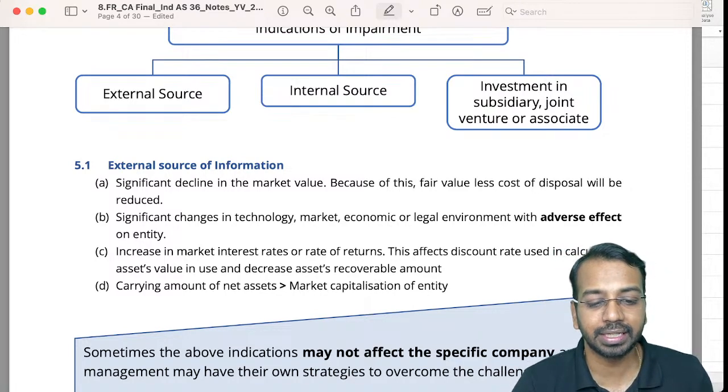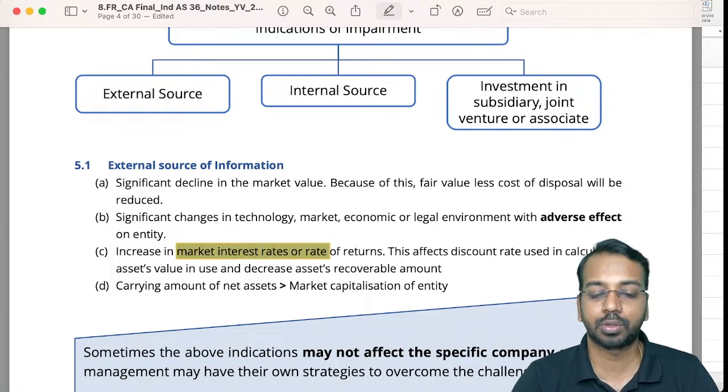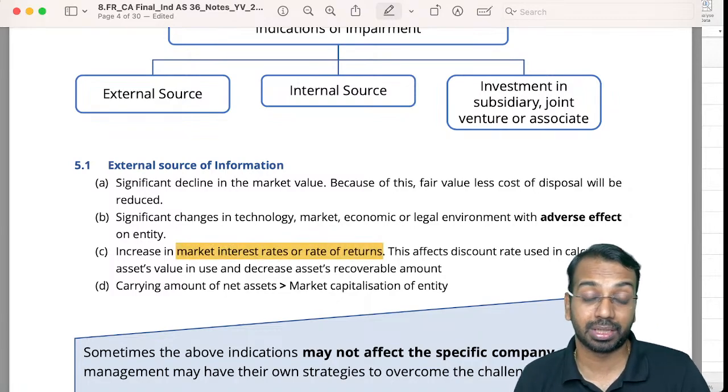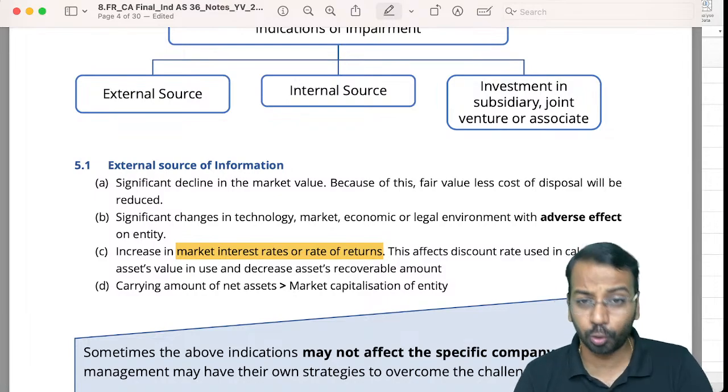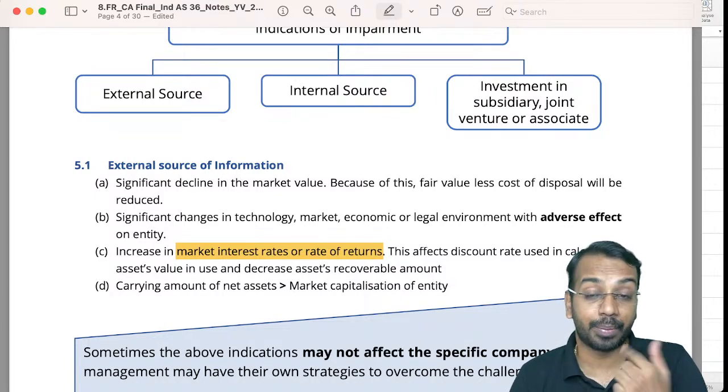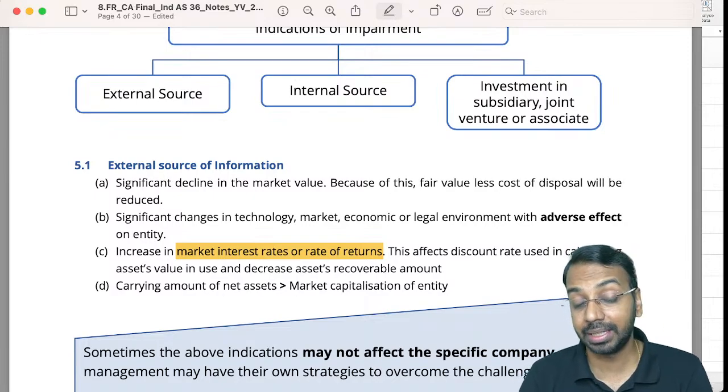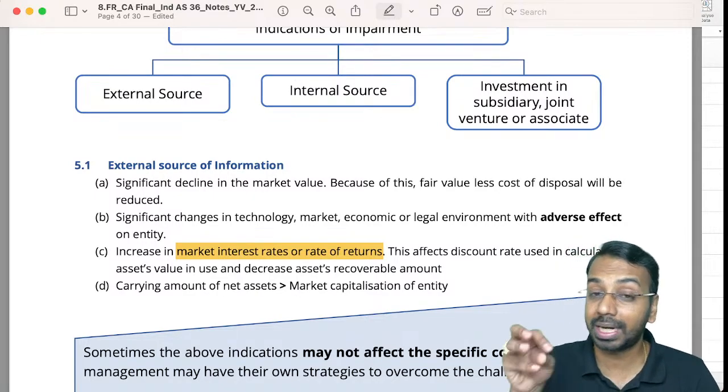Then, if there is increase in market rates, now because of this, what happens is, whenever you discount cash flows using higher interest rate, will my present value be higher or lower? Can you just tell me? Will my present value be higher or lower? If my interest rate of discounting has increased, what will happen to my present value?